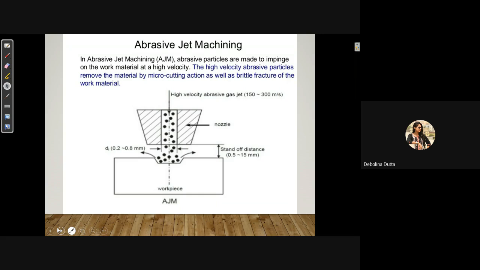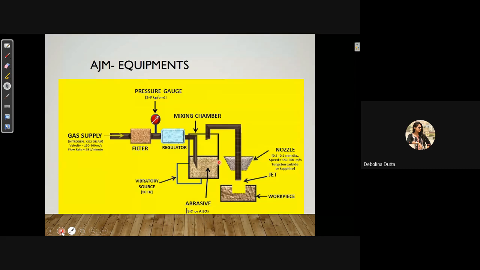Understood? Anuj, na? Yes ma'am. Okay, okay. So next what we need to know is the equipments. Yes ma'am, what is used as the abrasive particle?